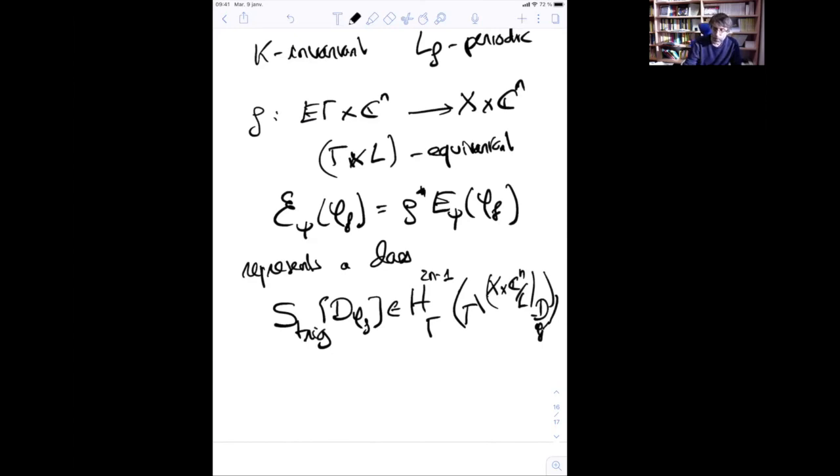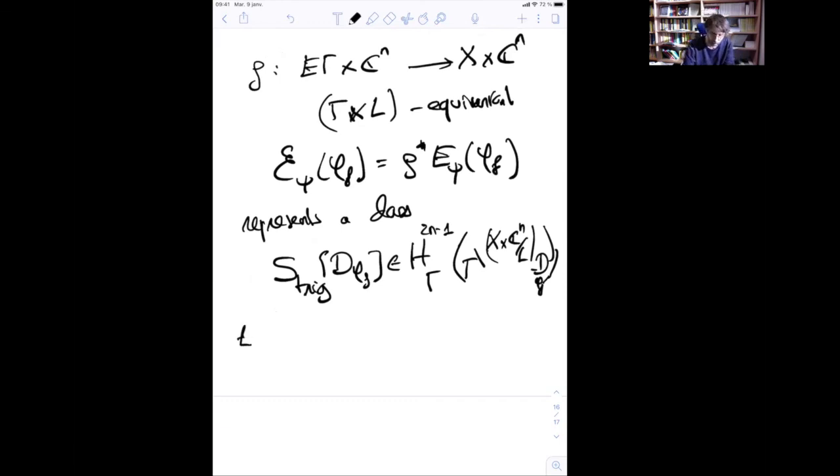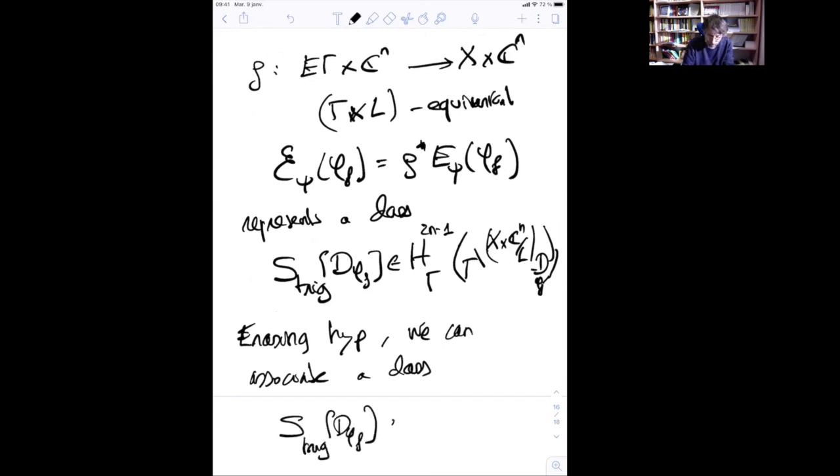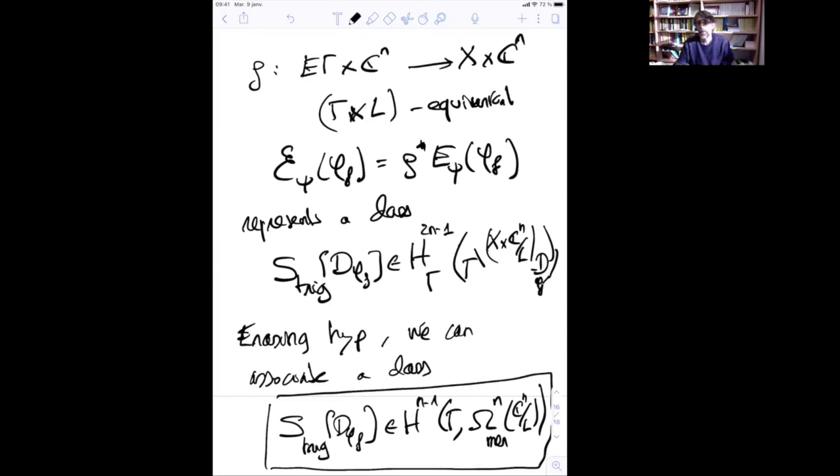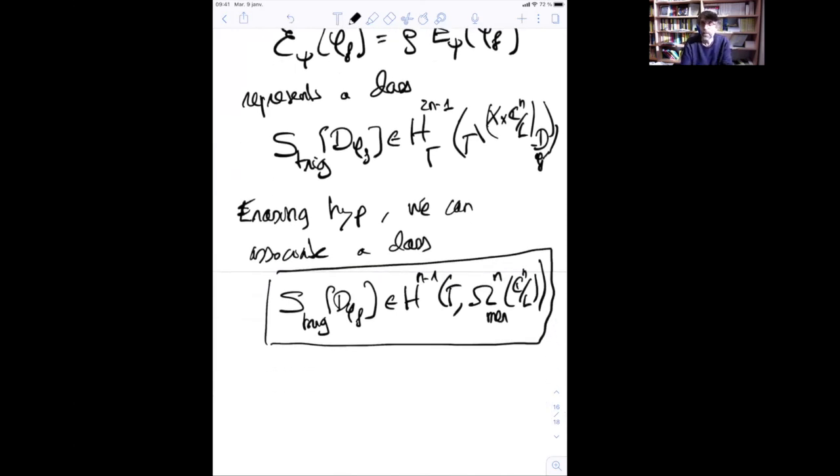And again, the next step is to erase hyperplanes. So erasing hyperplanes, we can associate a class that I will still denote abusively in the same way, that now belongs to the n-1 cohomology with values in the meromorphic forms of degree n in C^n mod lambda, mod L. So in fact we have a whole family of such classes, which depends on the finite Schwartz function.